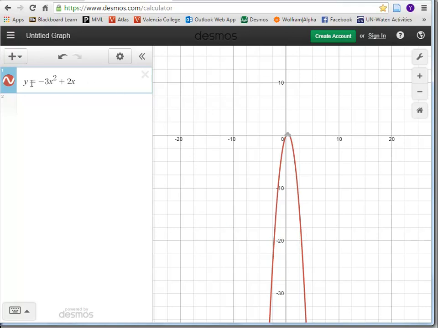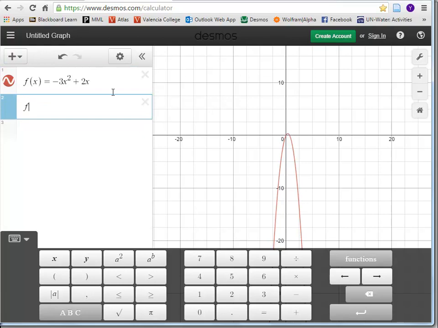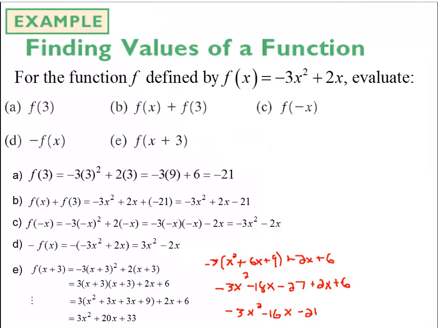One other thing we can do in Desmos is, instead of using the y variable, we could use function notation f of x, right? And then if I hit enter and create a new line, I can literally just type f of 3, and it'll tell me what that value is there. So pretty cool that I could do that on my Desmos. I can evaluate function notation on my calculator, as I showed you.